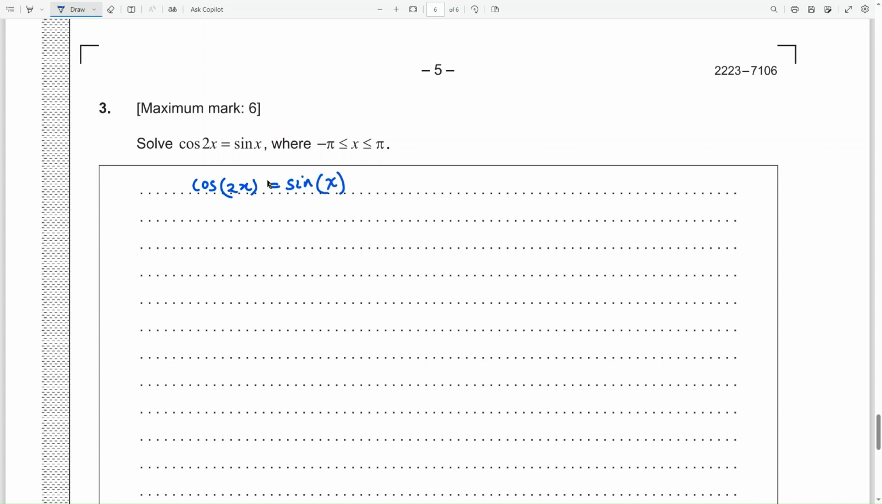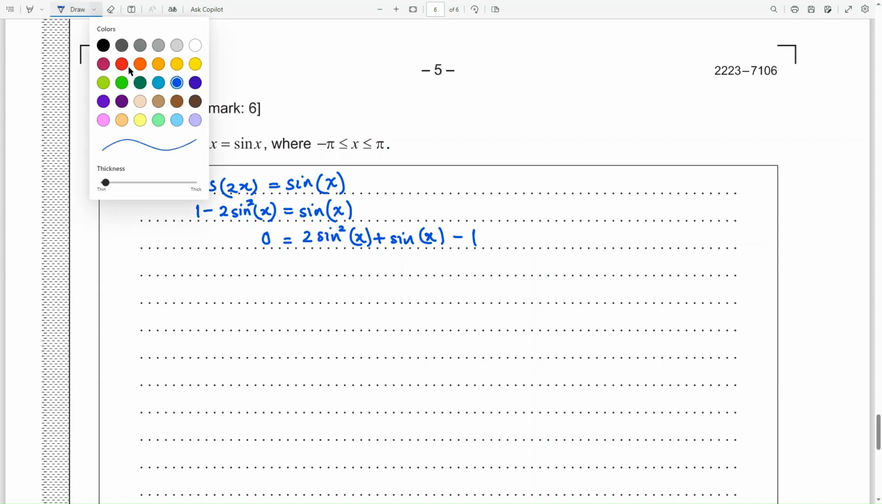Now we're going to use that same double angle identity from before, where we said cos 2x can be written as 1 minus 2 sine squared x, and that's equal to sine x. Then I'm going to move everything over to the same side. There's a quadratic effect with the power of 2 happening here. So it'll be 2 sine squared x plus sine x minus 1.